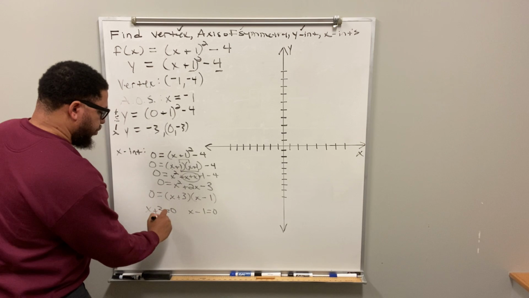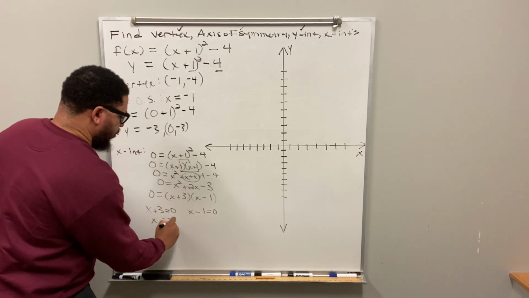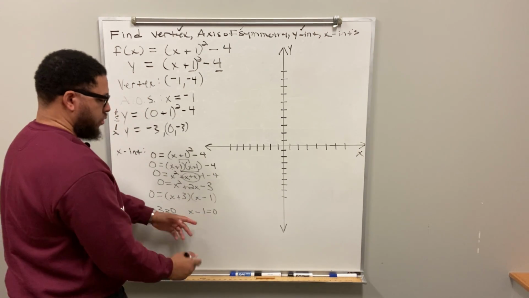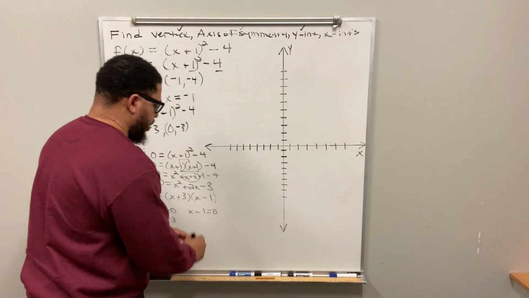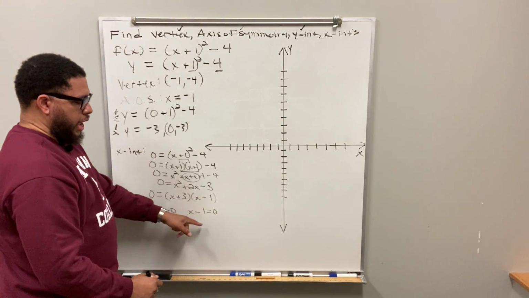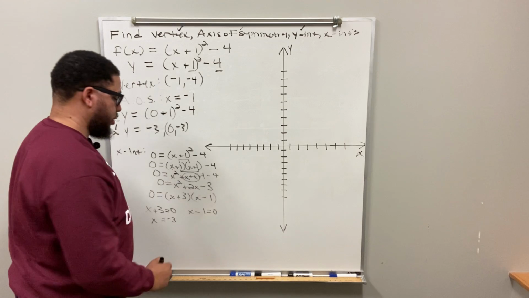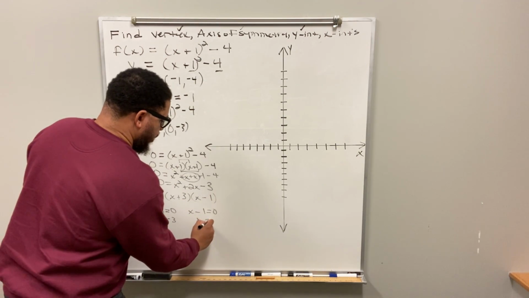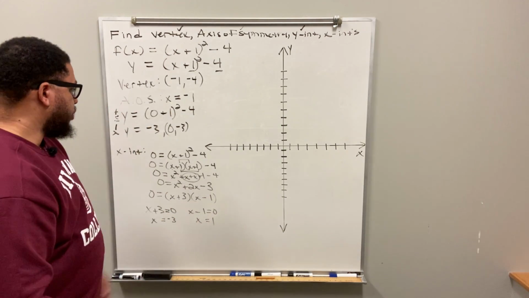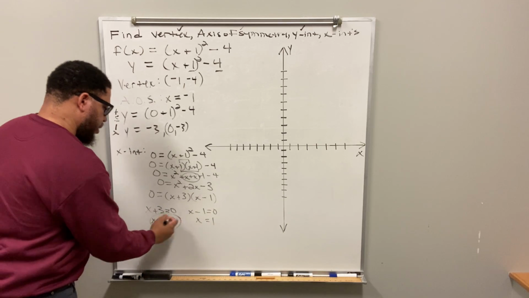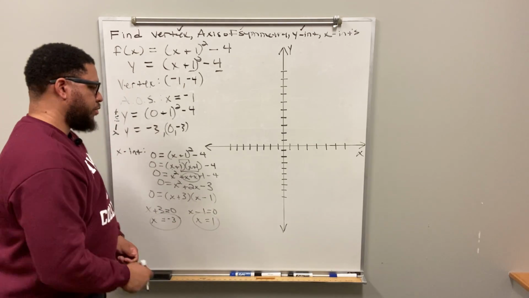So now I'm going to subtract 3 on both sides. I got x equals negative 3. I subtract over here? Oh, I don't subtract. Chill. Don't subtract. You got to do the opposite. You got to add 1. I add 1 on both sides over here. So that gives me x equals 1. So these are my two x-intercepts. Negative 3 and positive 1. Right?